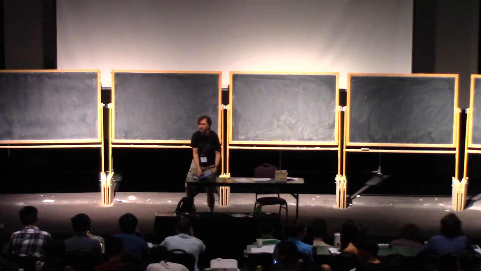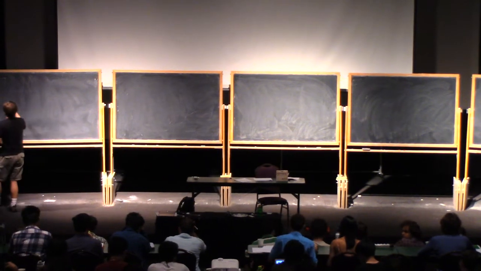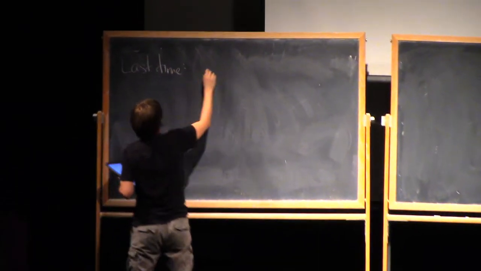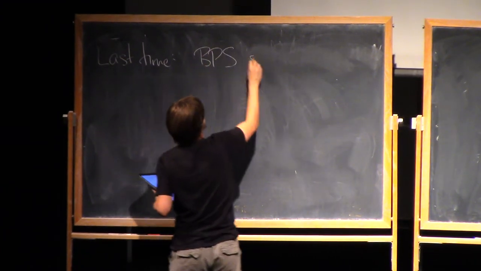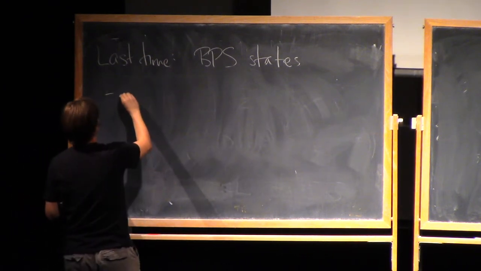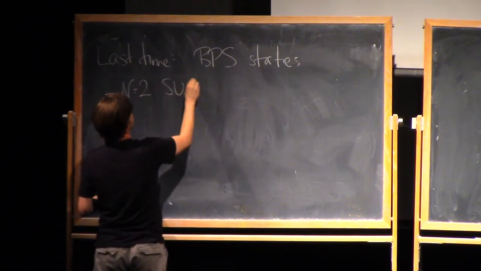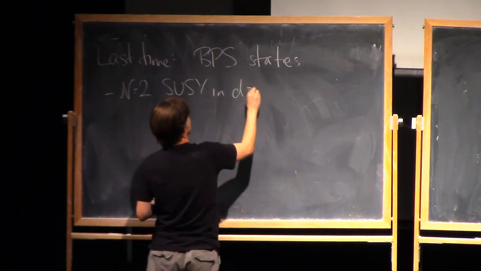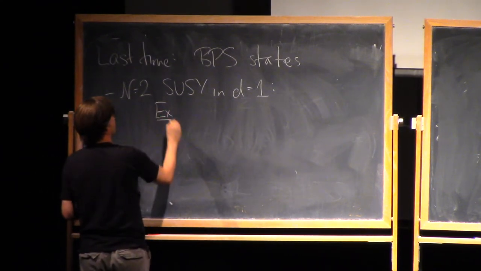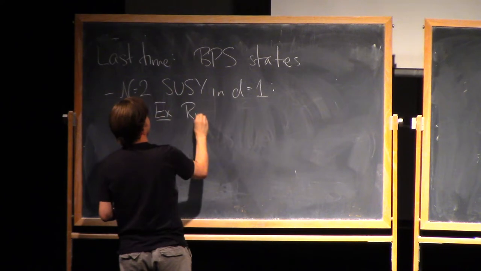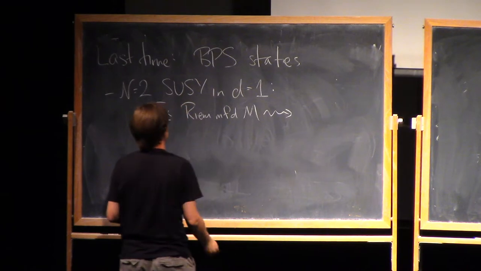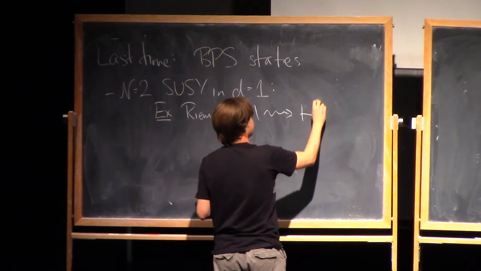So thanks for coming back. So last time, I talked, pretty generally, about this notion of BPS states. And I talked about the example of N=2 supersymmetry in one dimension. The example there was, if you have a Riemannian manifold M, you can get as a space of BPS states the de Rham cohomology of M.